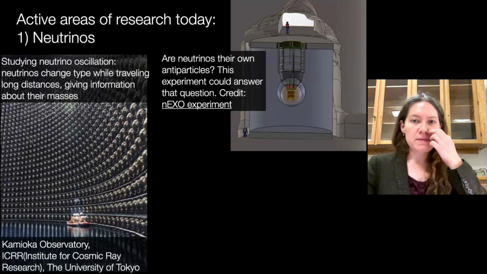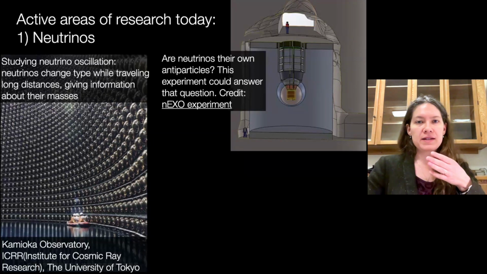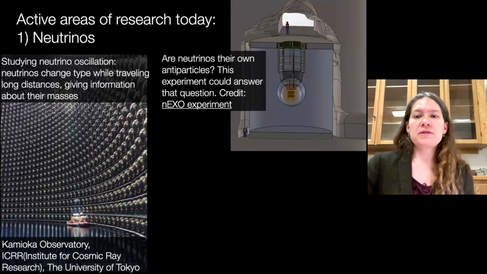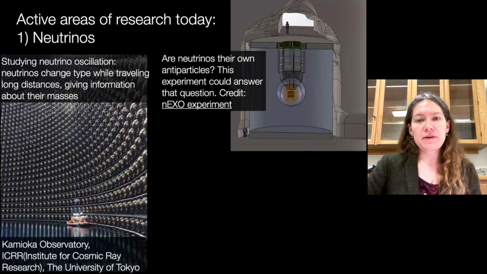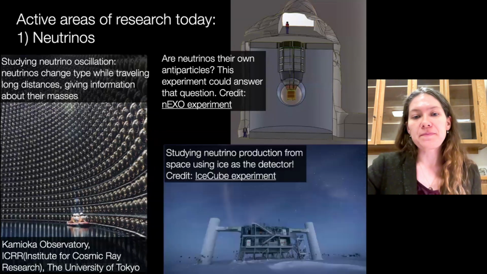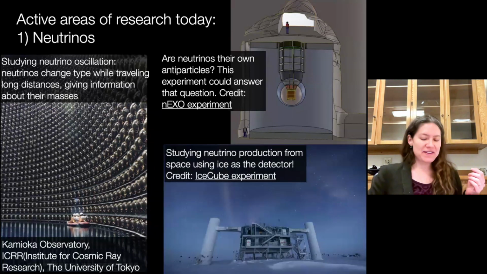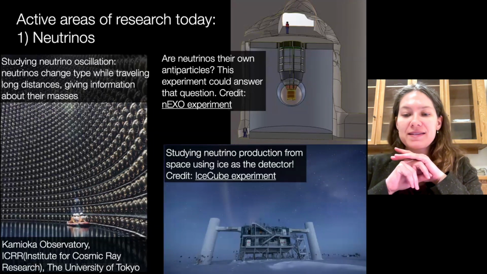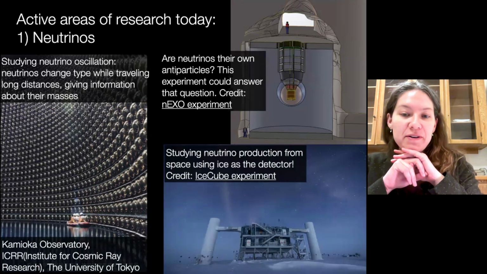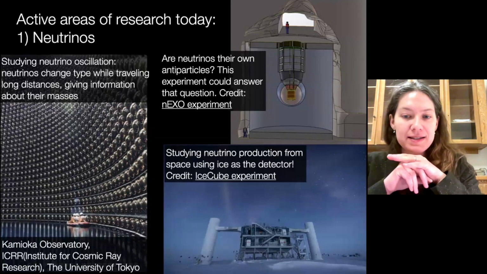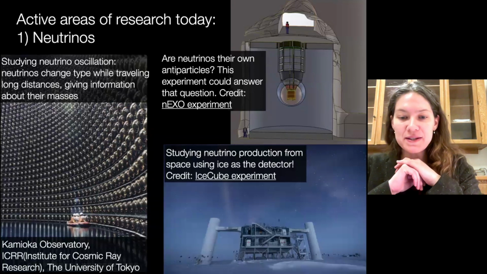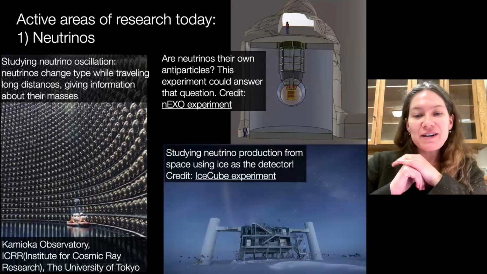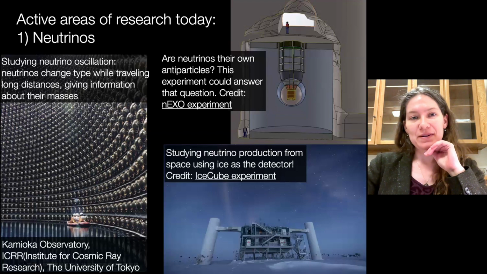Another outstanding question about neutrinos is, are they their own antiparticle? This experiment, which is being built in Ontario, Canada, called nEXO, could hopefully answer that question. And potentially my favorite neutrino experiment studies the production of neutrinos in space by using 1 cubic kilometer of ice with detectors in it. This is the IceCube experiment. It is directly on top of the South Pole, and they come out with some very, very interesting measurements of how neutrinos work.